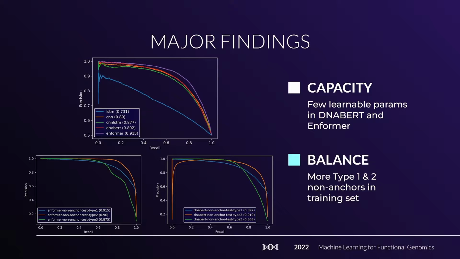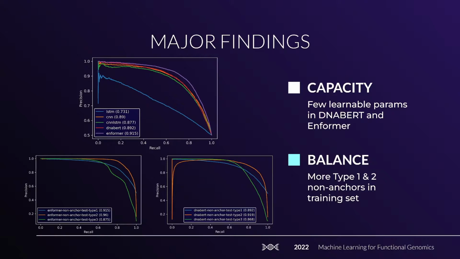The second insight deals with balance. Most of the training set's negative examples are type 1 and type 2. This imbalance was done intentionally by DeepMILO so that their CNN and LSTM models could better identify these regions since they're similar to true anchors, but it may be backfiring for transformers.